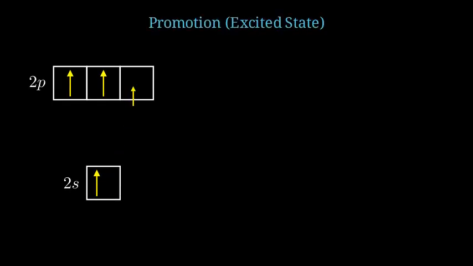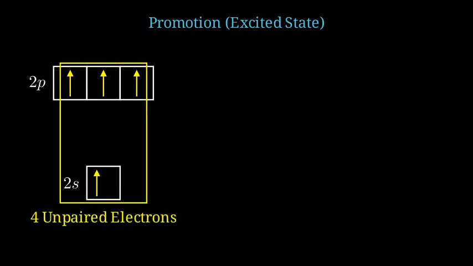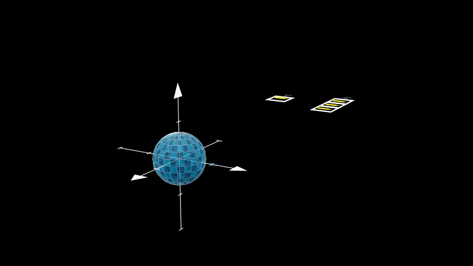To make this possible, carbon undergoes a 2-step transformation. First, notice how one of the electrons from the full 2s orbital gets promoted or excited, jumping up into the empty 2p slot. Now we have 4 unpaired electrons. But we're still not there yet.